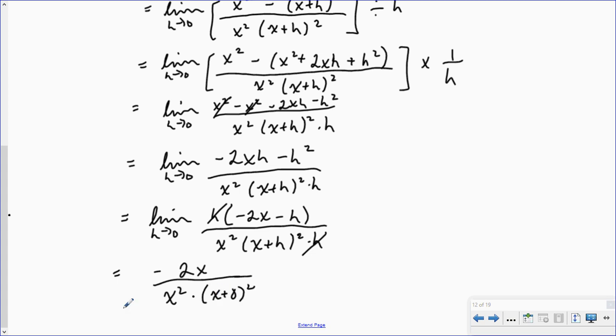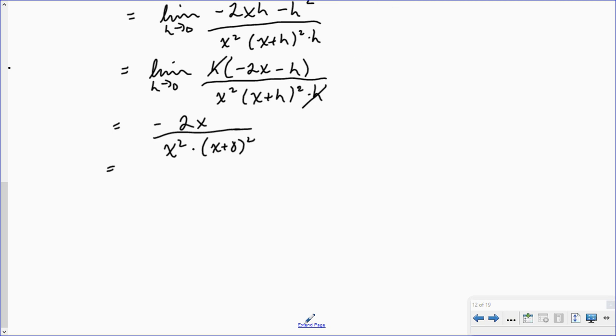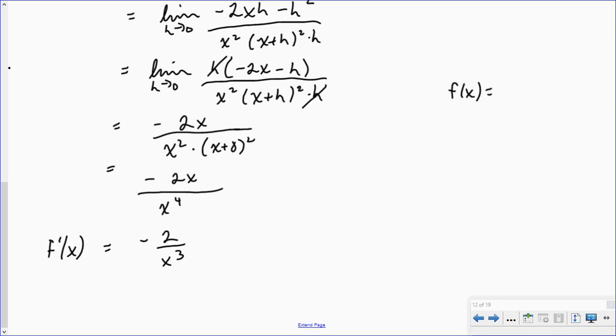That leaves me with negative 2x over x to the power 4, or negative 2 x to the power negative 3. That's my derivative function. Can I verify that? My original function was 1 over x squared. I know that to be x to the negative 2, so my derivative function using my rule would be negative 2x to the negative 3, and that's exactly what I have here.